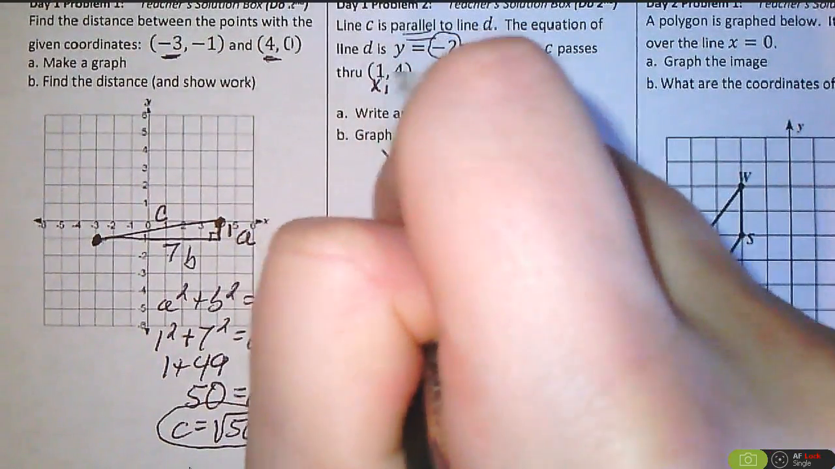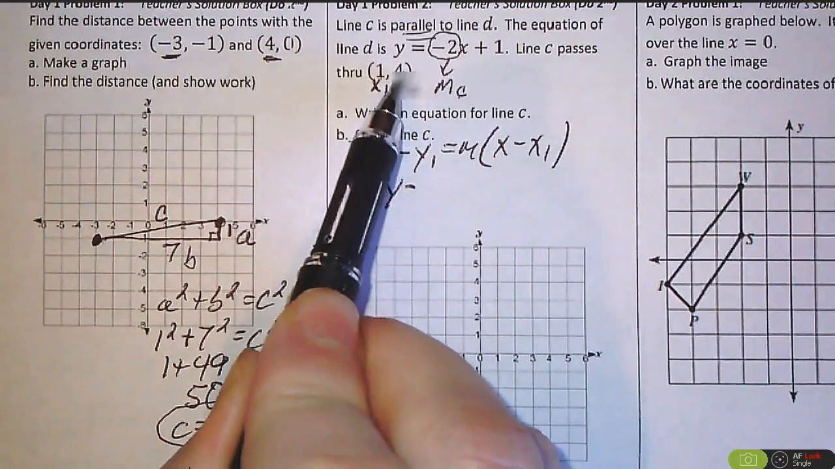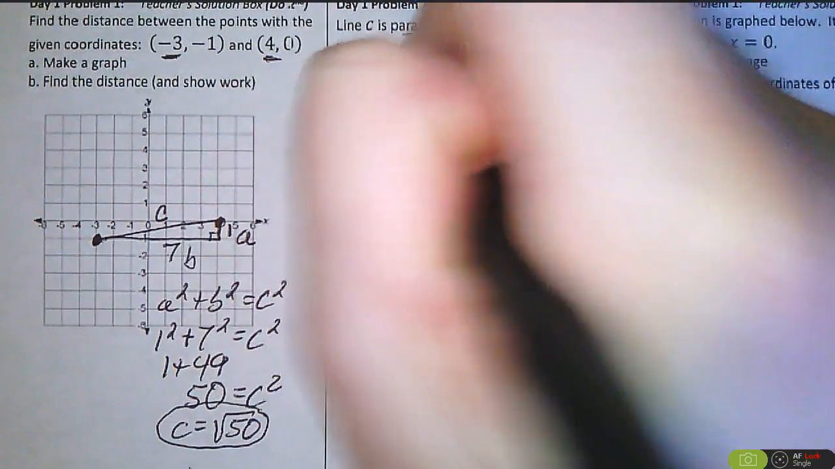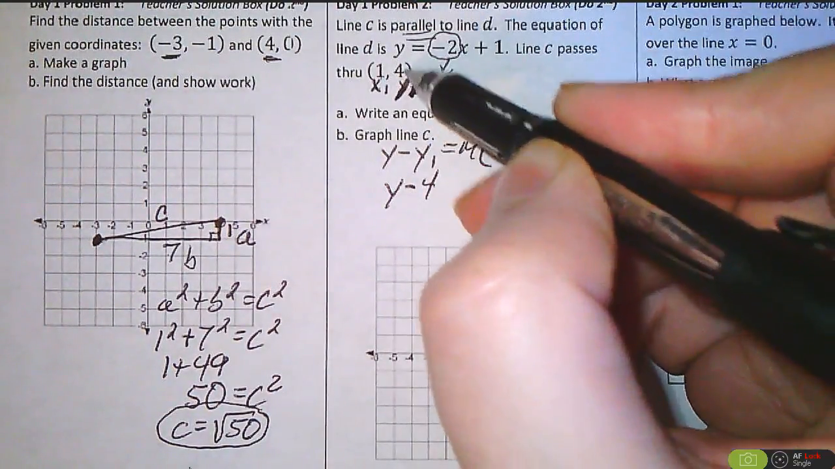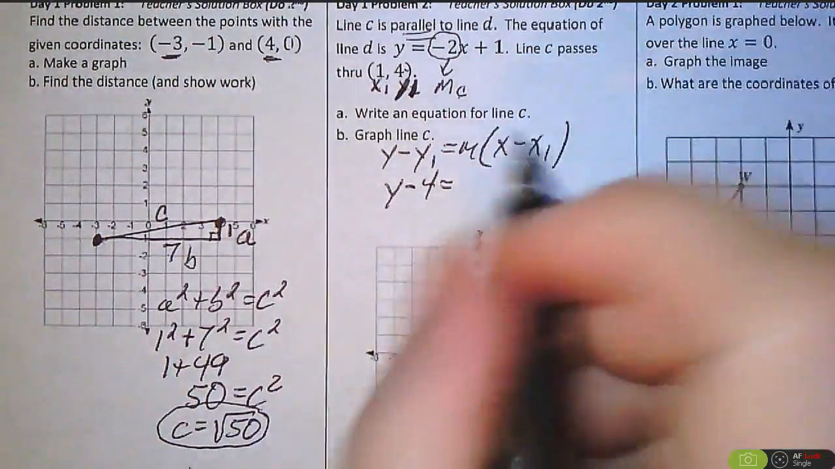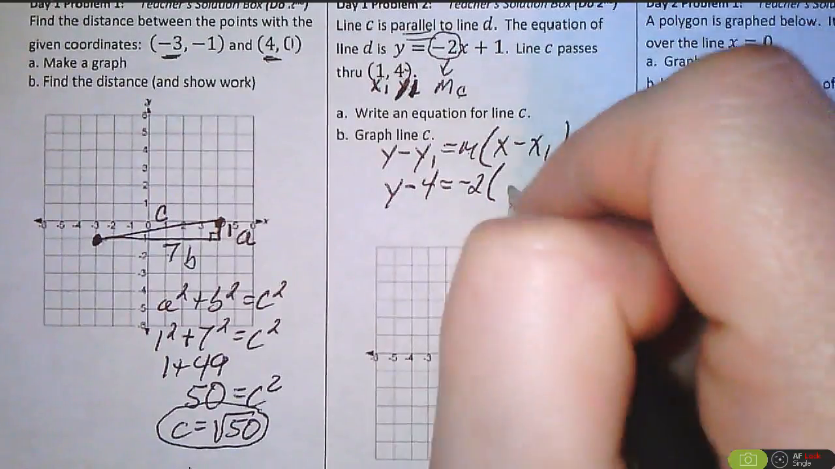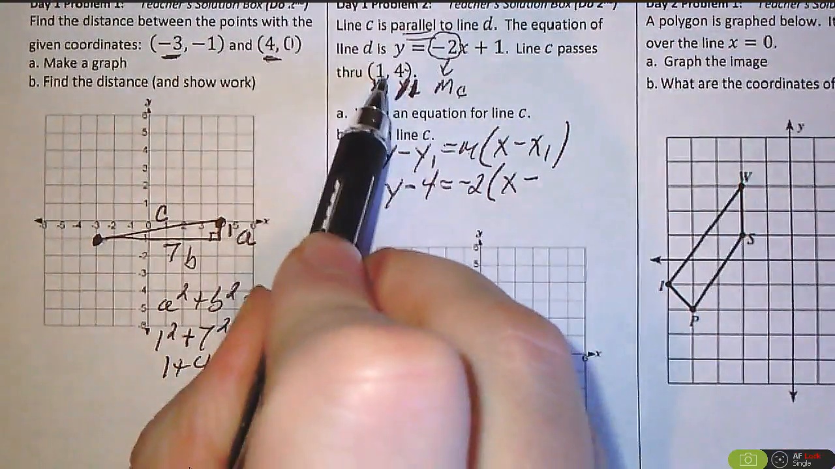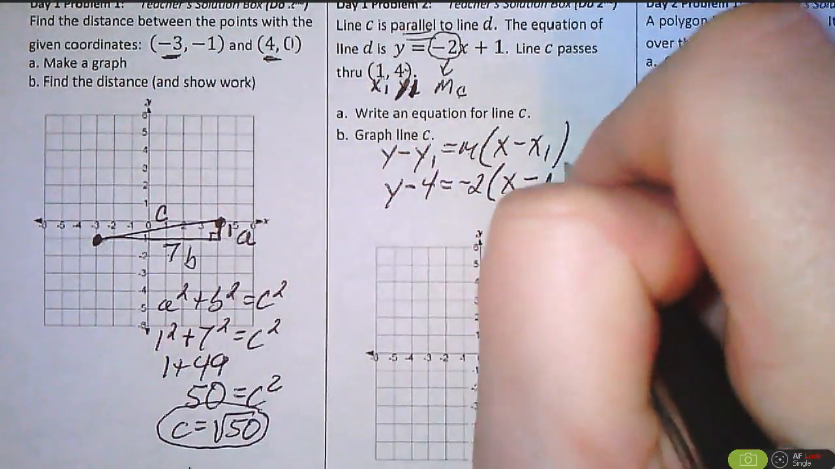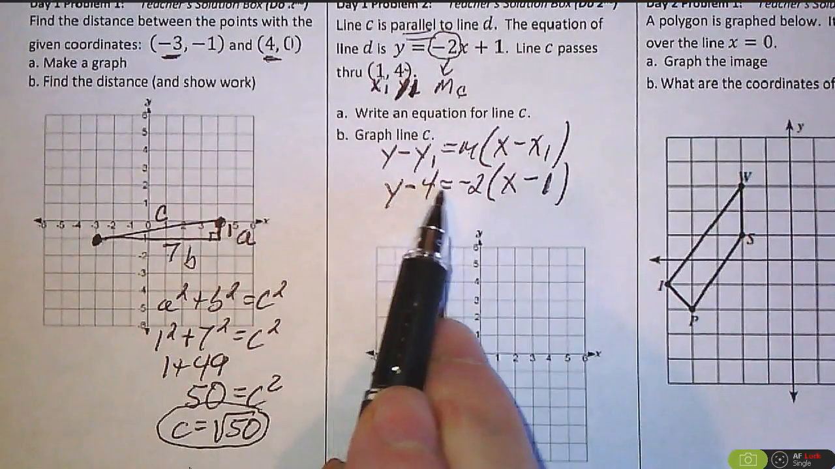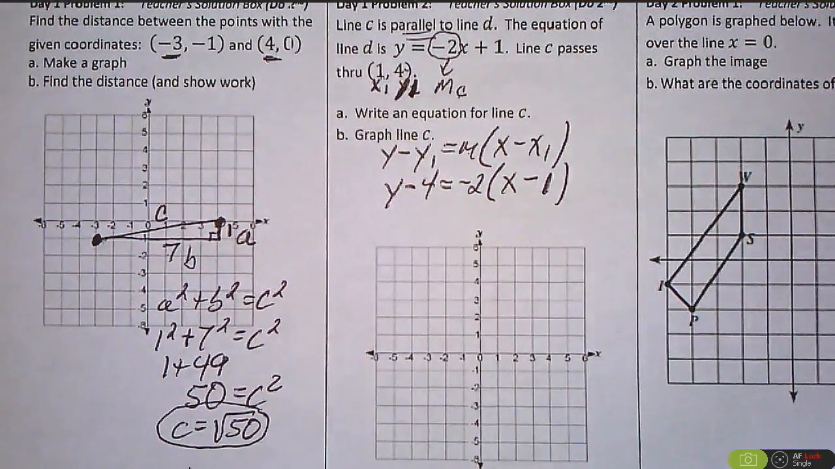Now let's substitute y minus, for y1, fill in the 4. Sorry, that's x1 here and y1 here. I labeled it wrong. For m, fill in the -2. And then x minus, for x1, fill in the 1. Here is our equation.